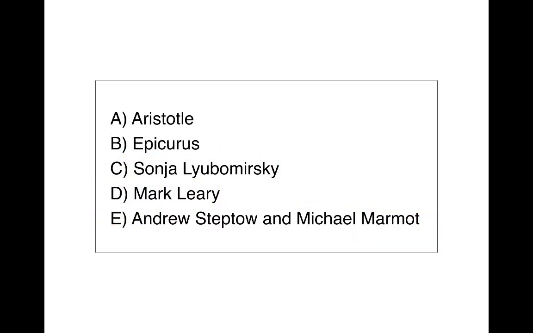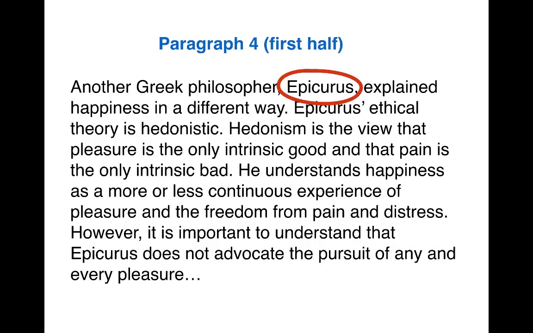Let's go for Epicurus next. This is the first half of paragraph 4 because this is a long paragraph. Another Greek philosopher, Epicurus, explained happiness in a different way. Epicurus' ethical theory is hedonistic.